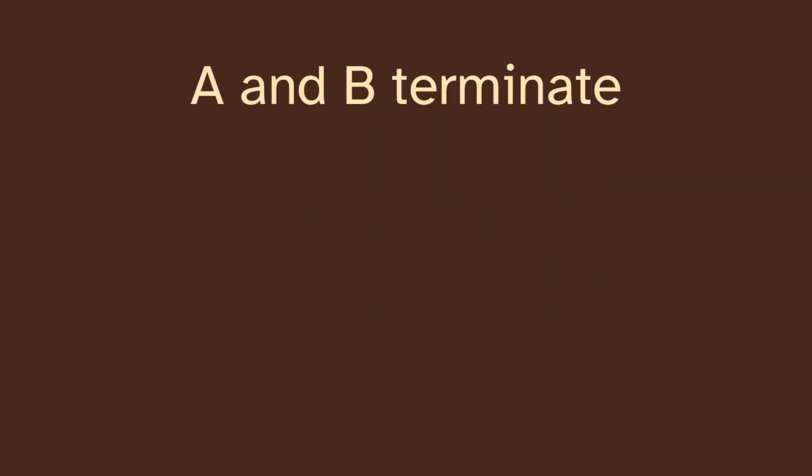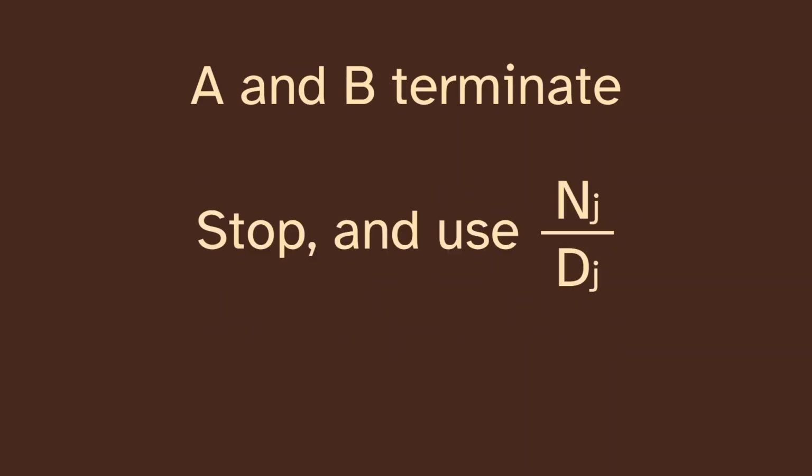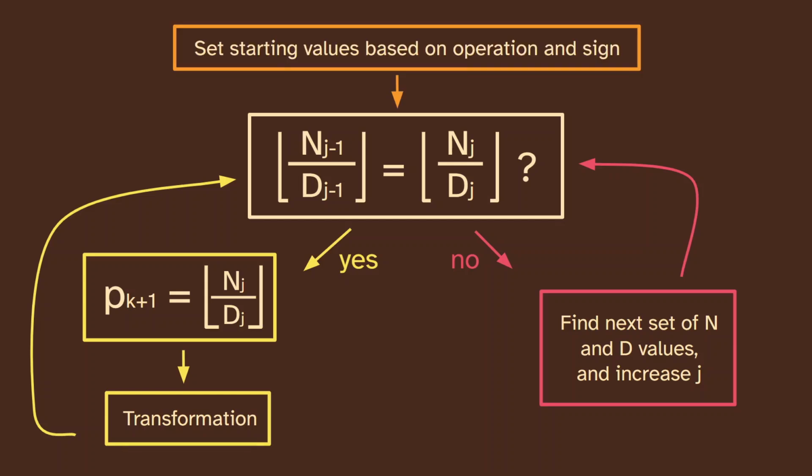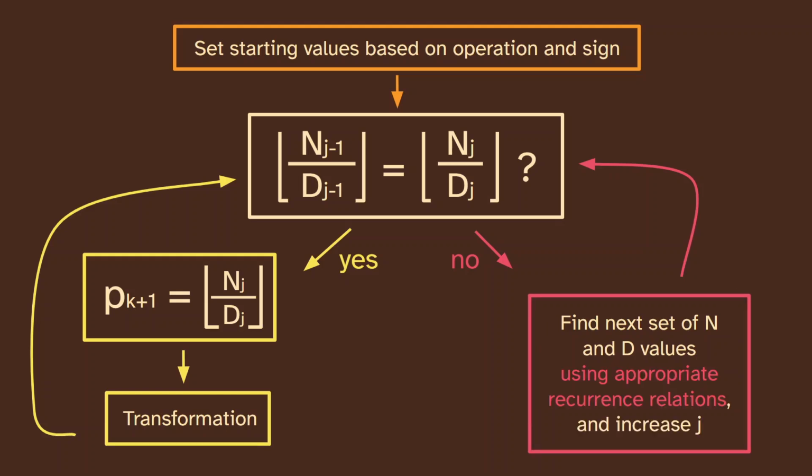Now, if both A and B terminate, then we can just stop and use our most recent values, because they both have a finite representation, and so we've just calculated the exact value. So now we know what to do in each of those cases. And so we can go back and finalize our process. At the beginning, we just need to set starting values based on the operation and sign. And then if the terms don't agree, we find the next set of N and D values using the appropriate recurrence relations, depending on which A and B have terminated. And there we are. This process lets us do arithmetic with continued fractions.